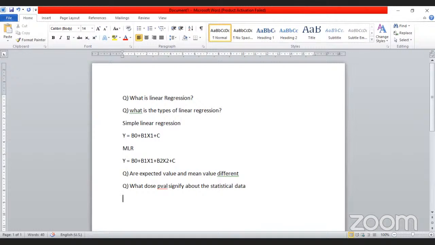Okay. Now the next question is: how can outlier values be treated?